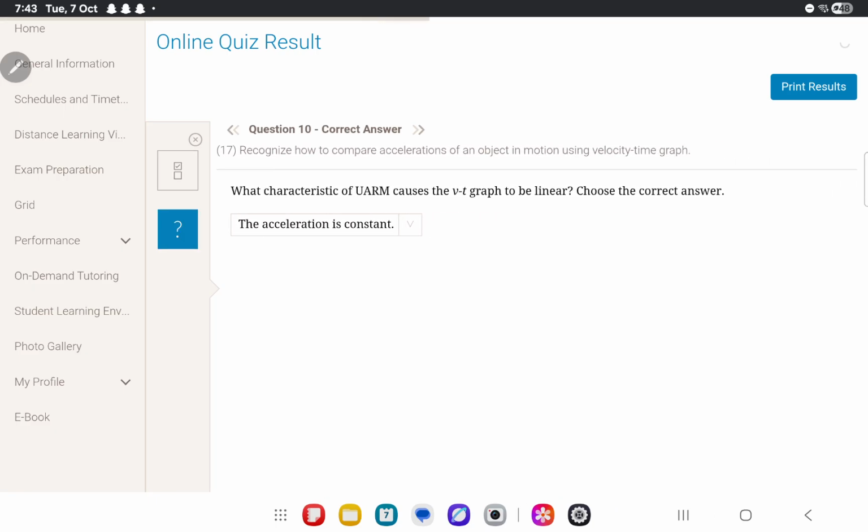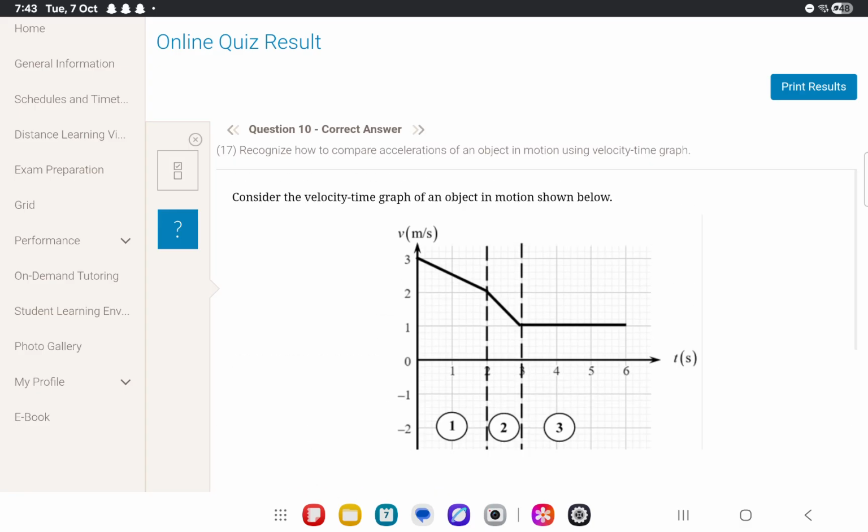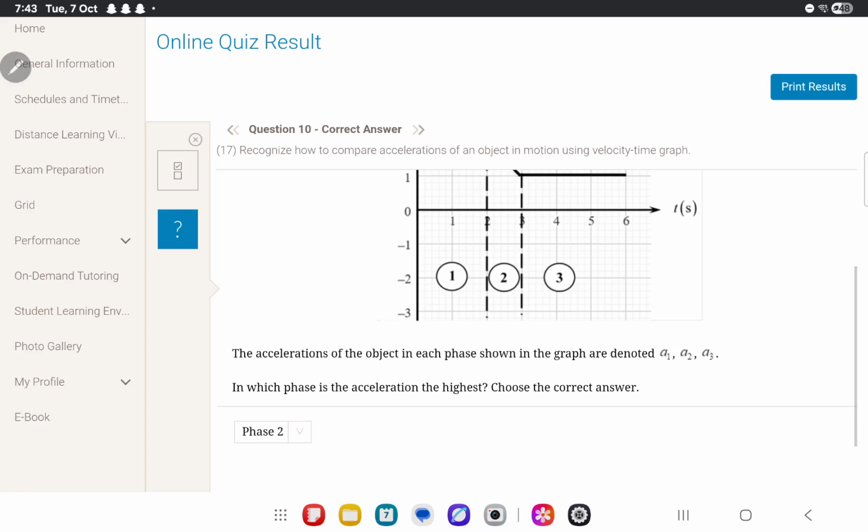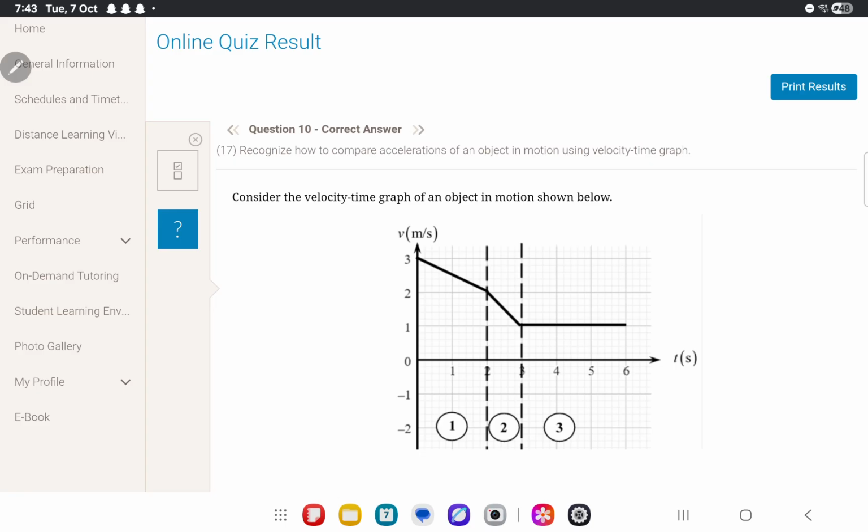Question 10. Okay, question 1 is not very hard. Now, they're telling you this is the velocity time graph of an object. In what phase is acceleration the highest? Now, this is a VT graph. You know that the acceleration at a certain point, we call it the instantaneous acceleration, is going to be the slope of the tangent, right? So let's get slopes of tangents.